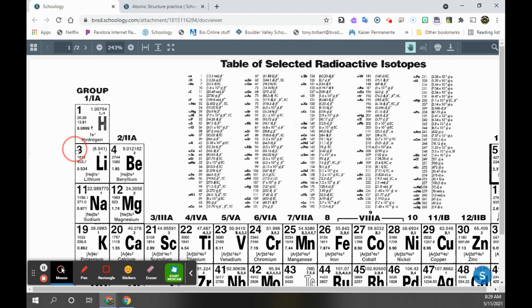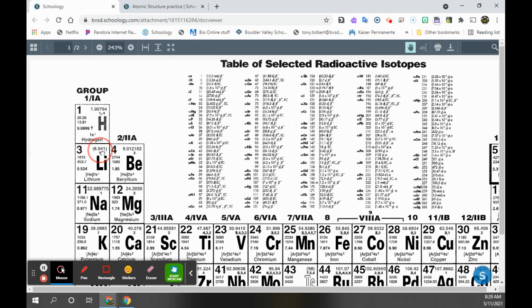When it's electrically balanced, the number of protons it would typically have is 3. But here's the deal. Notice the mass number right here. This mass number happens to be 6.9. In the assignment, I ask you to round up to the nearest number, so you're going to go to 7. You want a whole number there, that way you don't have half of a proton or half of a neutron.